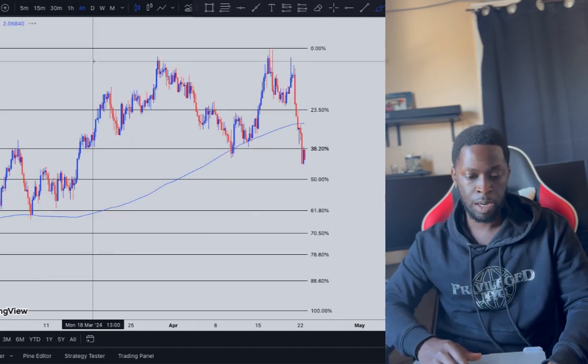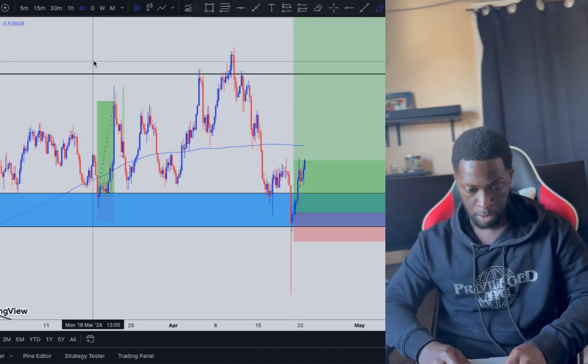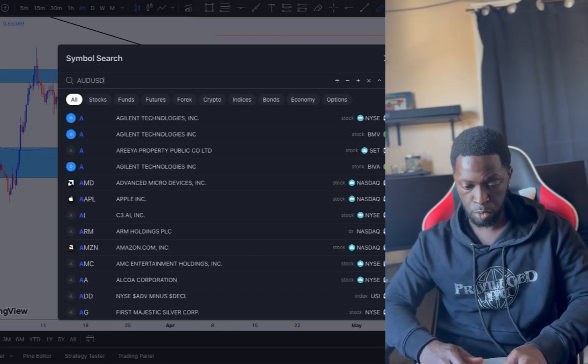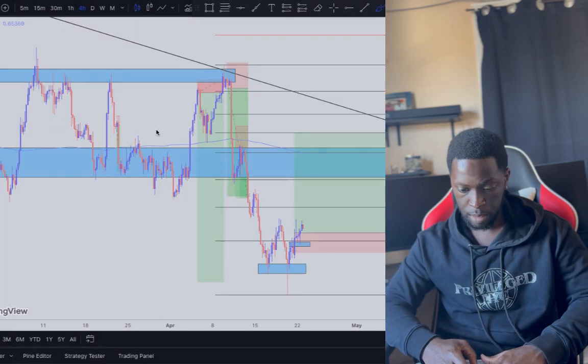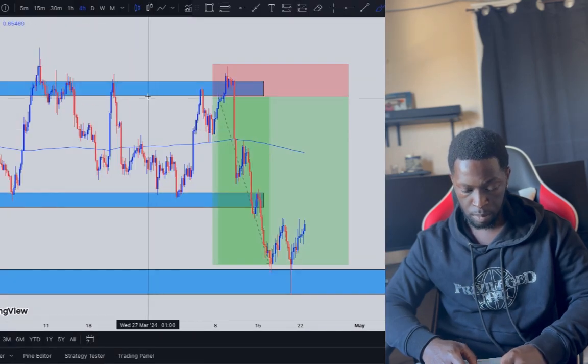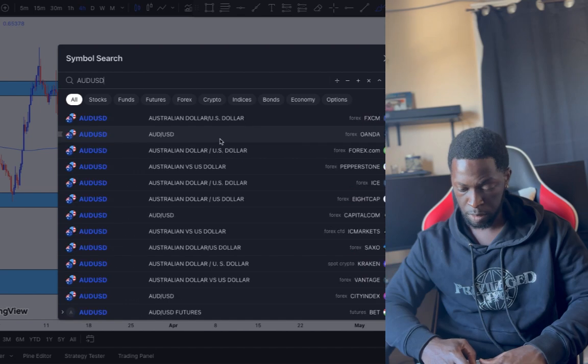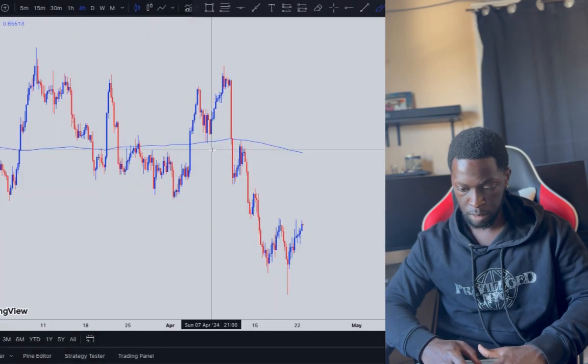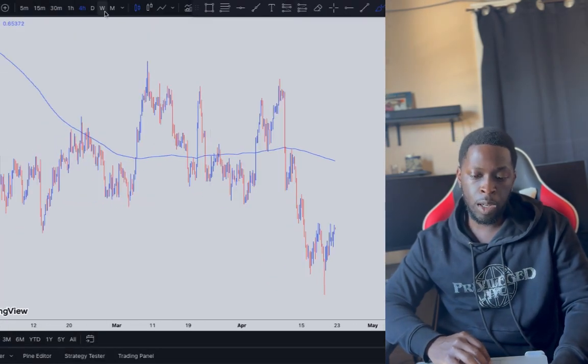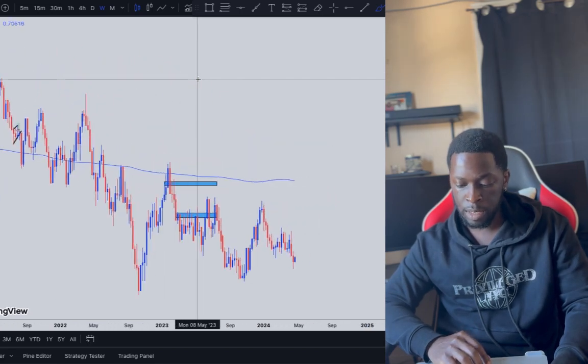Should we do one more? Let's do one more. What else do I have? AUD USD. I don't know which one is my actual chart. Let's go to this. Okay, one last one. We got AUD USD.